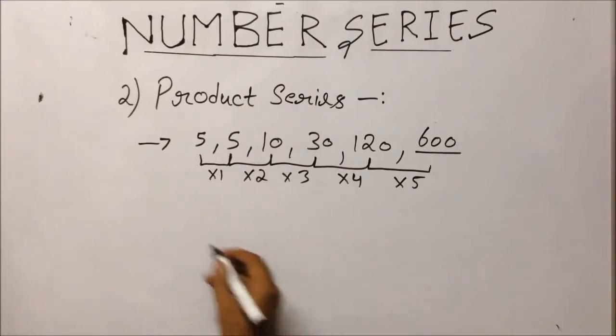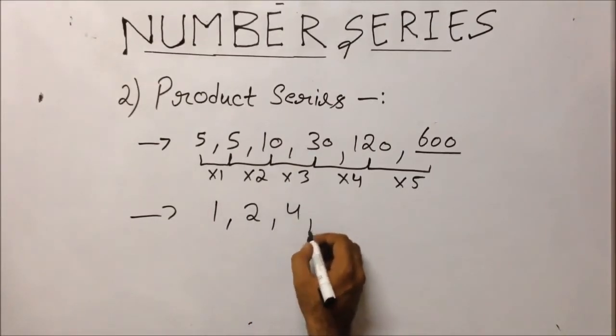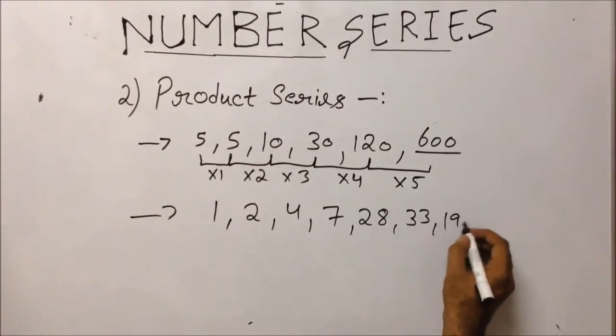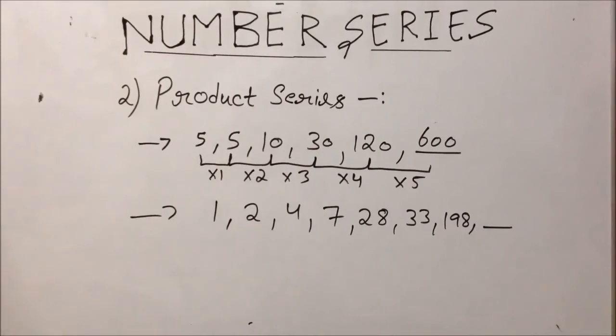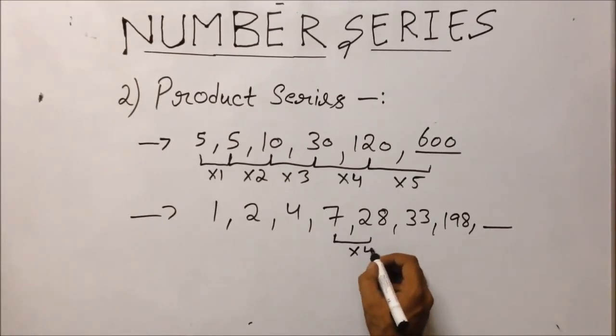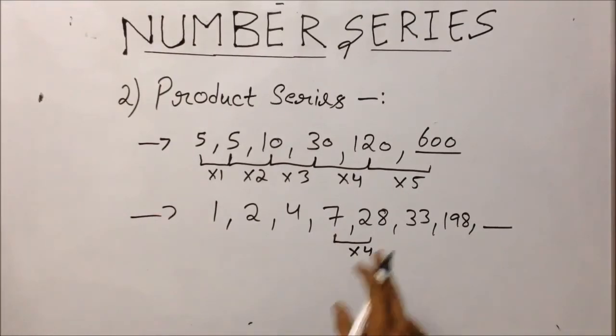For example, the next question: the numbers are 1, 2, 4, 7, 28, 33, 198 and here you need to find the next number. Now this is also an example of multiplication pattern, but there is no clear pattern of multiplication except for these two. Here we know that if we multiply 7 by 4 we will get 28, but the difference between 4 and 7 would be 3 and hence there is no multiplication there. We are not able to get the pattern by seeing this question clearly.